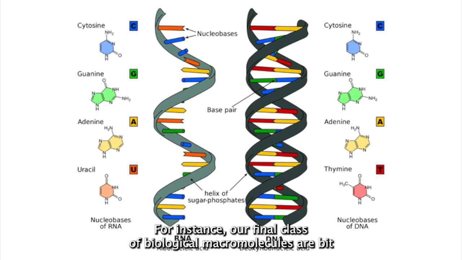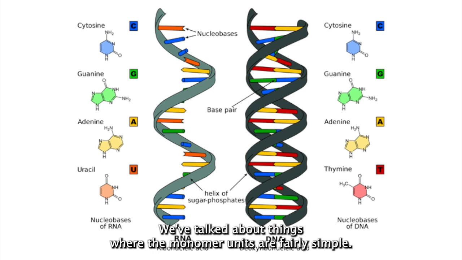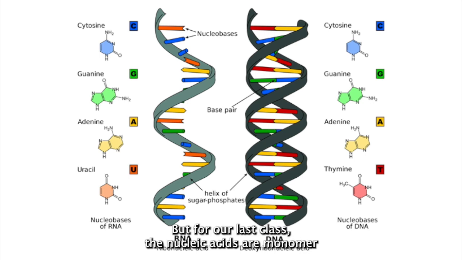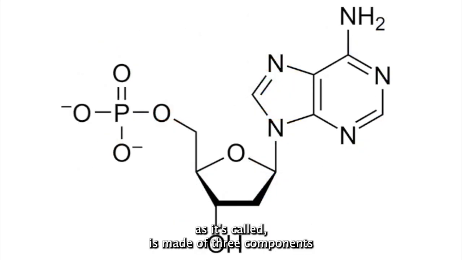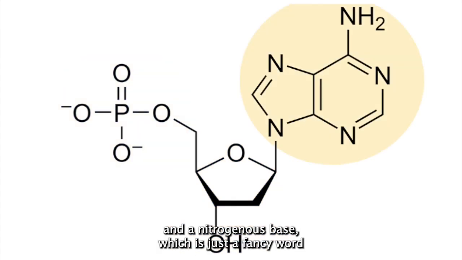Our final class of biological macromolecules are a bit more complicated in some ways than what we've talked about before. So far, we've talked about things where the monomer units are fairly simple. They're an amino acid, or they are a fatty acid, or they are a sugar. But for our last class, the nucleic acids, our monomer unit is a bit more complicated, as each nucleotide, as it is called, is made of 3 components in and of itself: a 5-carbon sugar, a phosphate group, and a nitrogenous base, which is just a fancy word for an organic compound that contains some nitrogen.